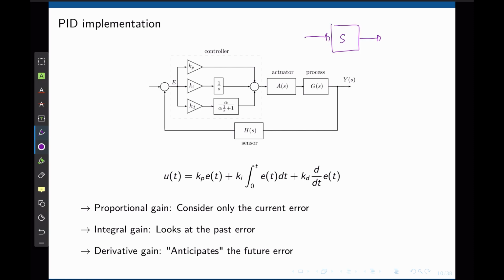When you implement this in Simulink, the degree of the numerator is higher than the denominator. Simulink will not accept that. This is a workaround where you use a low-pass filter with a very high cutoff frequency to simulate the derivative. So when you see this in Simulink, this simply represents the derivative.